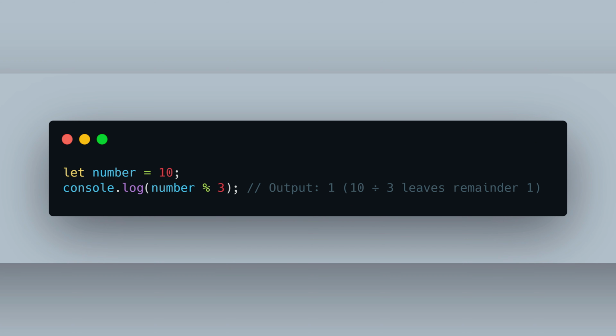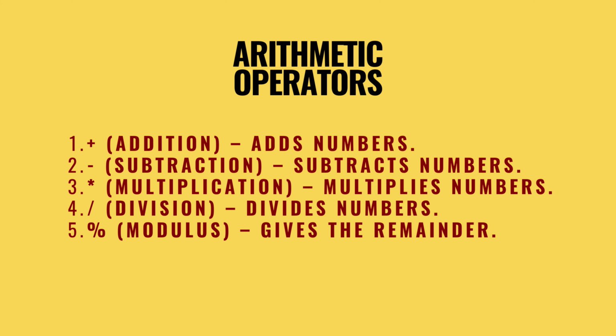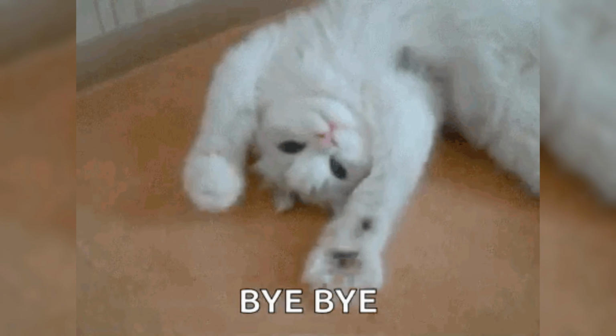Think of it like splitting 10 apples among 3 people. Each gets 3 and 1 apple is left over. That's the remainder. Let's recap what we learned today. Addition, add numbers. Subtraction, subtract numbers. Multiplication, multiply numbers. Division, divide numbers. Modulus, give the remainder. And that's it.